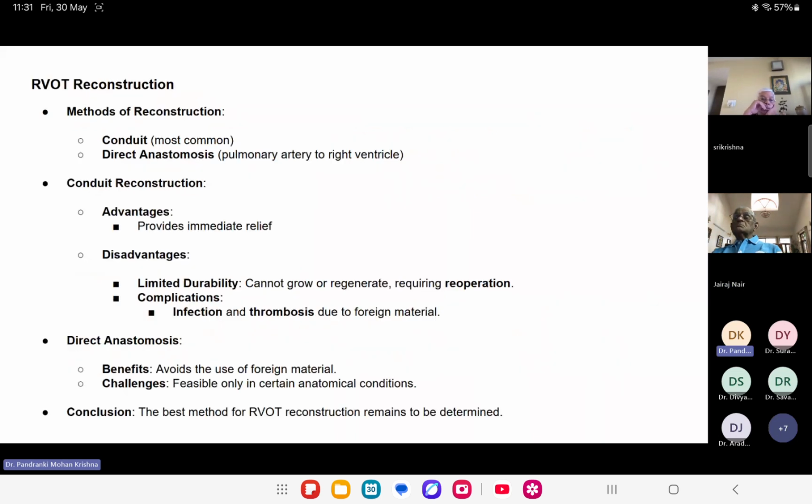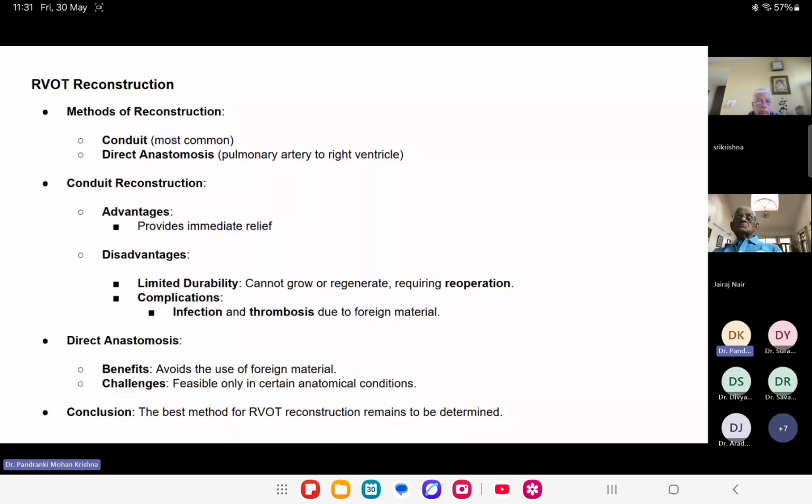Coming to RVOT reconstruction, the most common approach is conduit use, while direct anastomosis is rarely used. The advantage of conduit reconstruction is immediate relief. The disadvantage is limited durability: it won't grow or regenerate, and it will require reoperation. A complication is that it's a prosthetic material, which can get infected or develop thrombosis due to the foreign material.